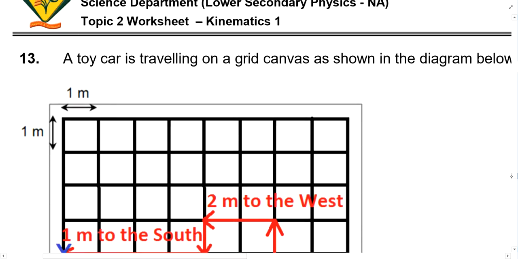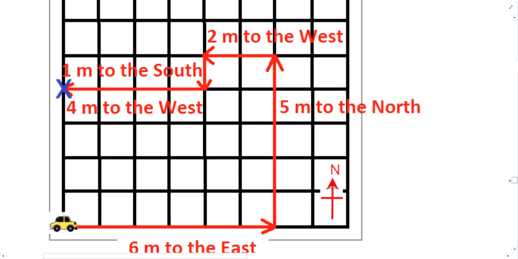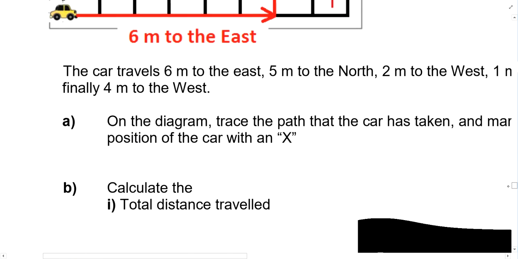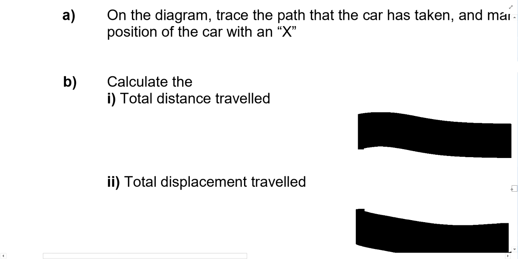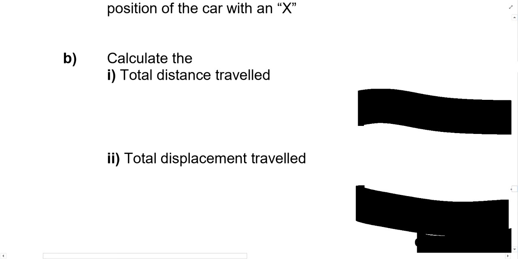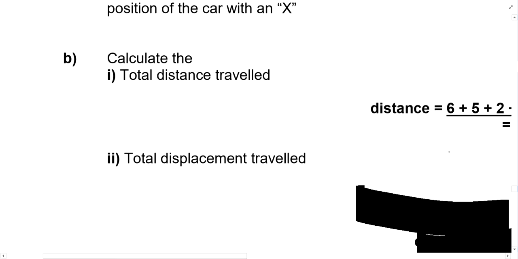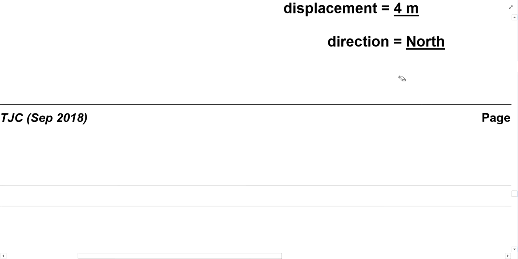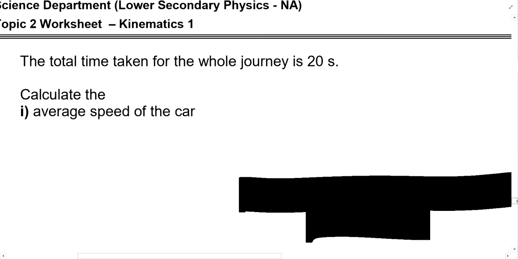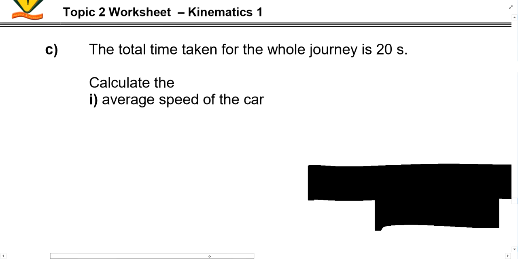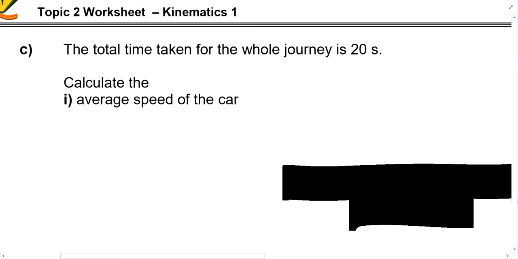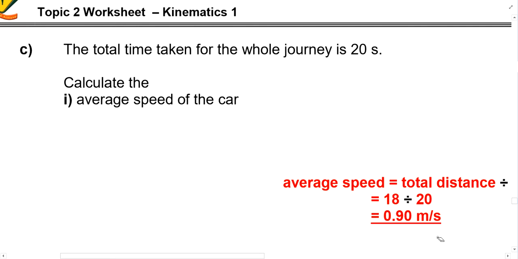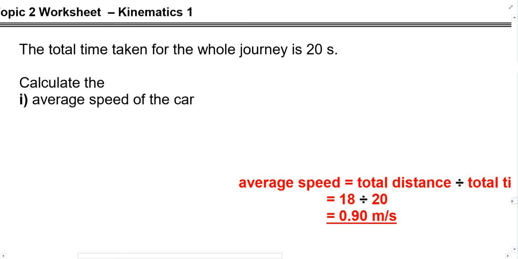Next. We have already done this, am I right? Yes. Okay, total distance traveled, done already? Total distance traveled, done, right? And total displacement, also done. Total time taken, have you all done this? Yes. Okay, check your answer. Average speed.